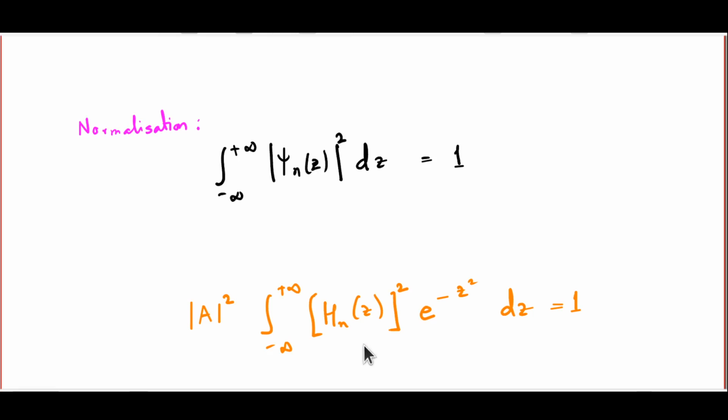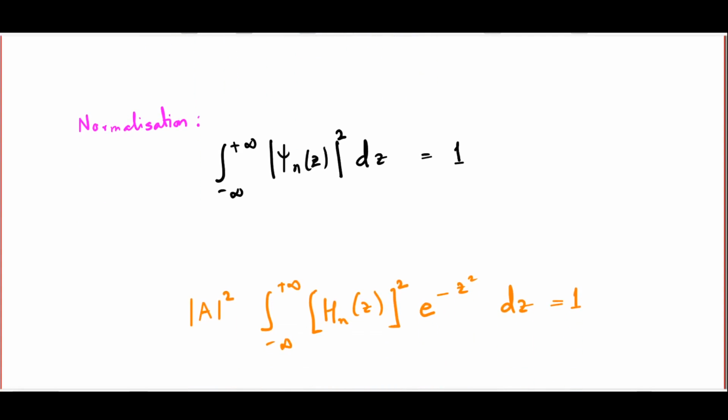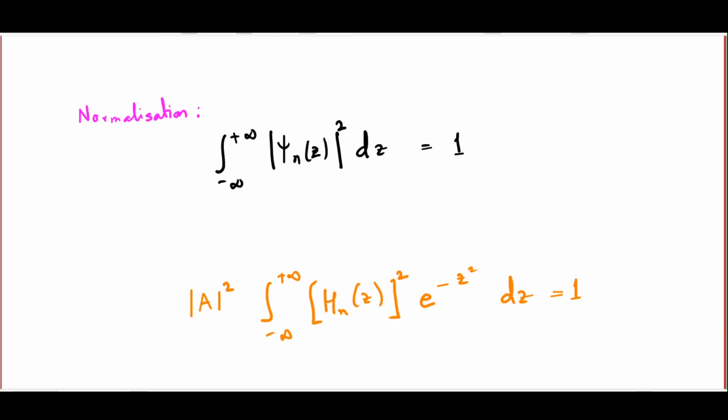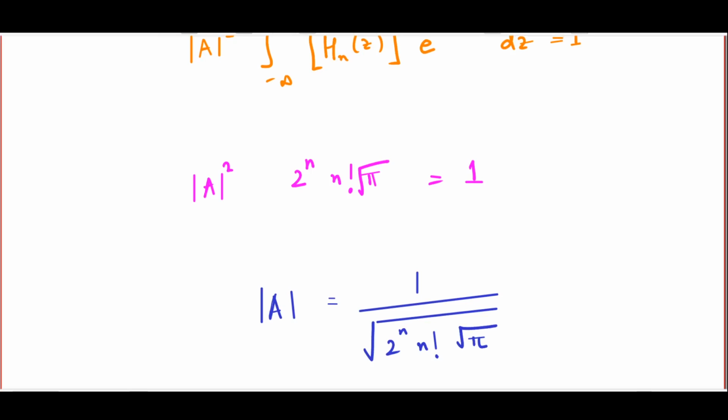This is exactly the integral in the orthonormality condition that we met a while ago for n equals m. So it's pretty straightforward to figure out that the normalization constant a actually obeys this equation. This is just the value of the integral from our orthonormality condition, which we talked about a while ago. And this immediately tells us what mod a is going to be, the square root of the reciprocal of this.